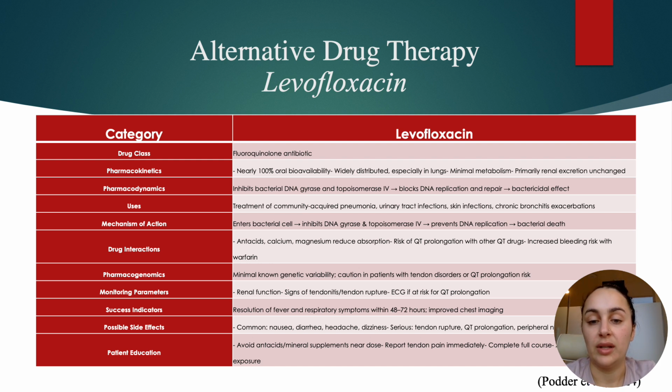Side effects range from common gastrointestinal symptoms like nausea and diarrhea to serious risks such as tendon rupture, QT prolongation, peripheral neuropathy, and central nervous system effects. Patients should be educated to avoid antacids or mineral supplements close to dosing times, report any tendon pain immediately, and complete the full course of therapy and protect themselves from excessive exposure to the sun due to photosensitivity.